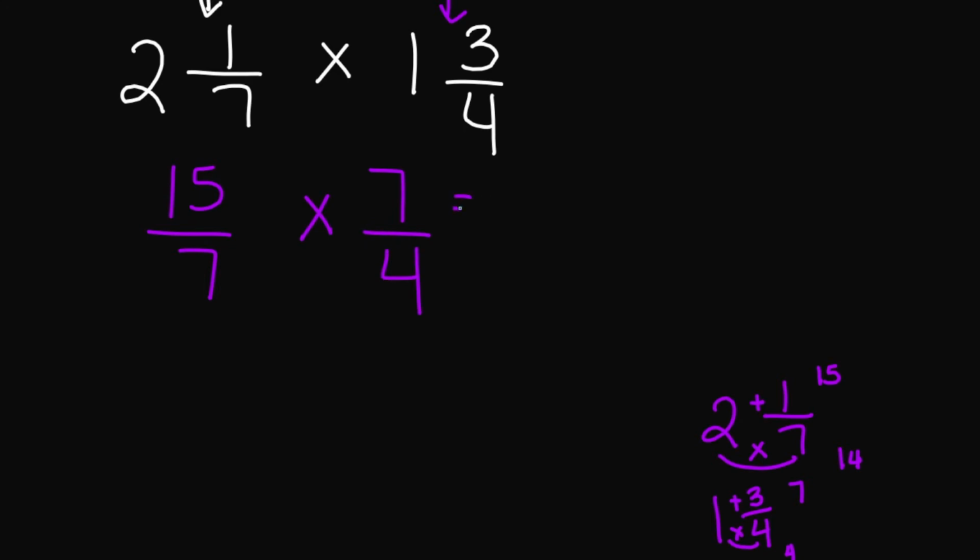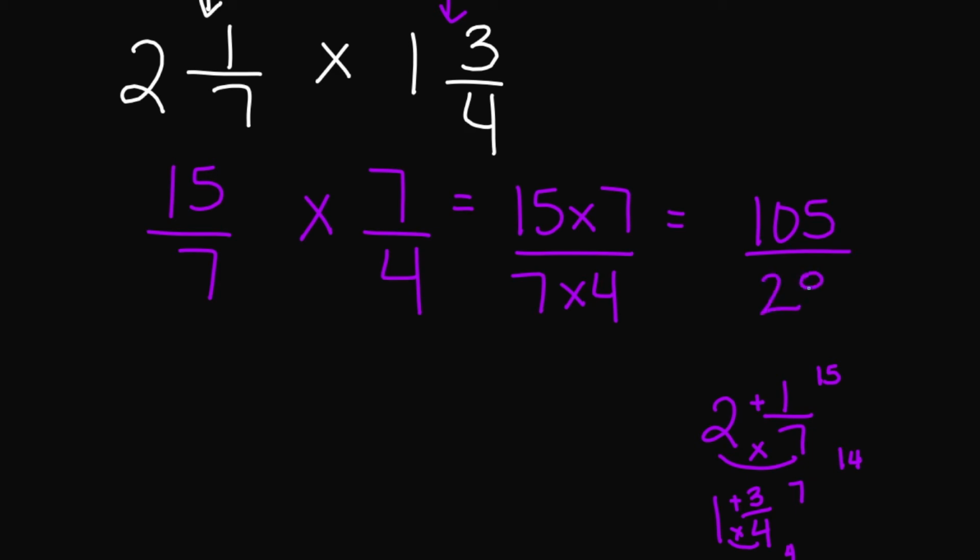Now I'm going to go ahead and multiply across. So we have 15 times 7 in my numerator and then 7 times 4 in my denominator. 15 times 7 is going to equal 105. And then 7 times 4 is going to equal 28. I can simplify my 105 over 28 because the number 7 goes into both 105 and 28. So 105 divided by 7 is going to equal 15, and 28 divided by 7 is going to equal 4.